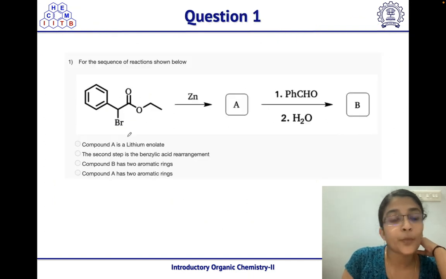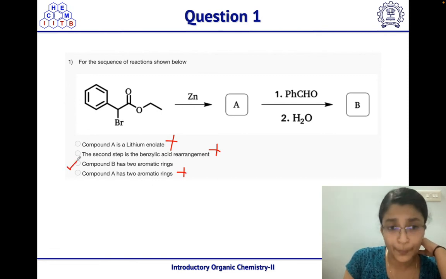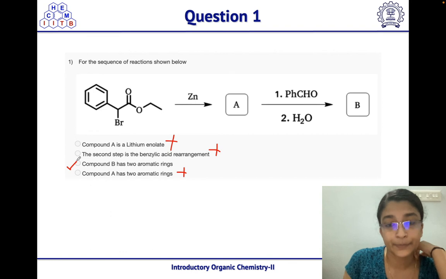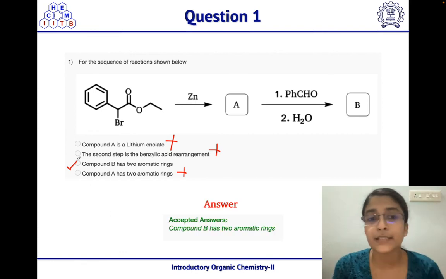So is it clear? Compound A is a zinc enolate, so that option can be ruled out. The second step is similar to aldol condensation. It is not a benzylic acid rearrangement. Then compound A has only one aromatic ring, so that can also be ruled out. So the correct option will be that compound B has two aromatic rings. Is this clear?